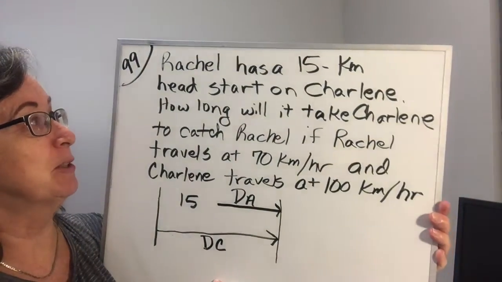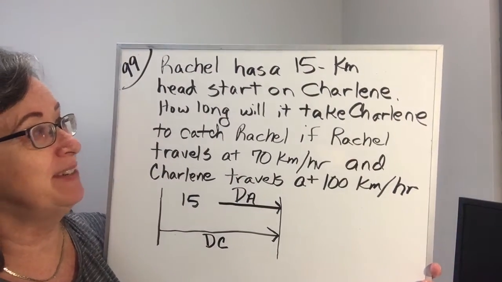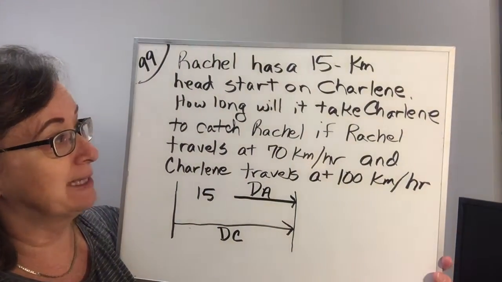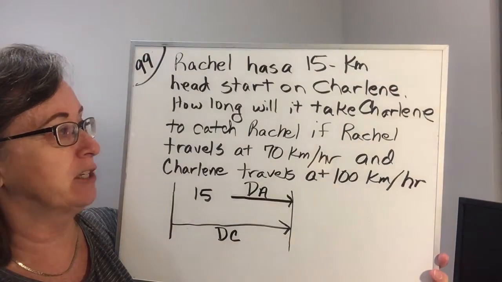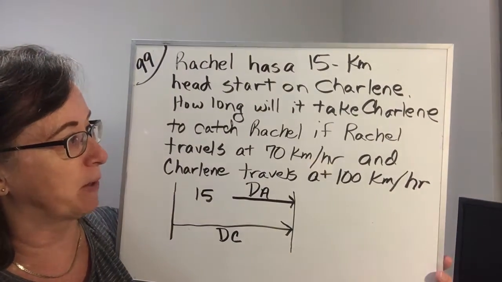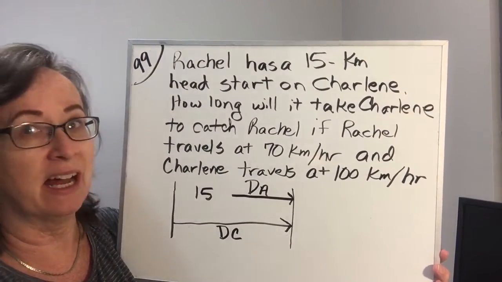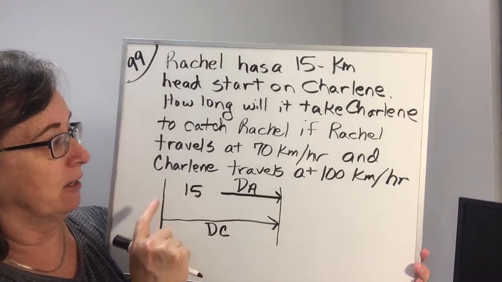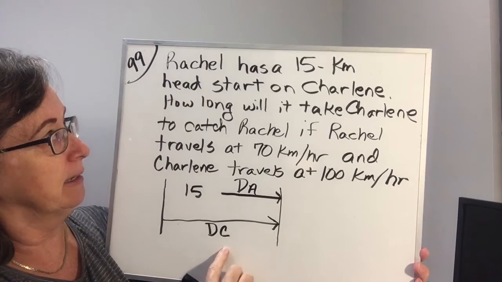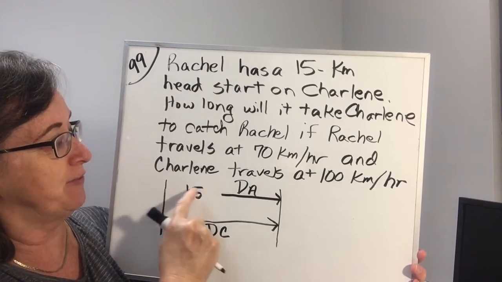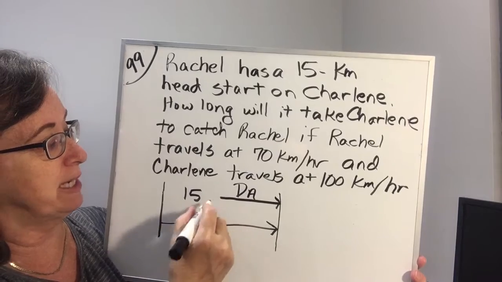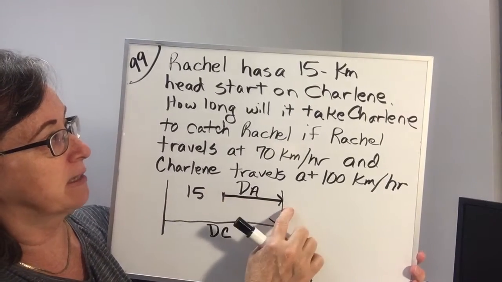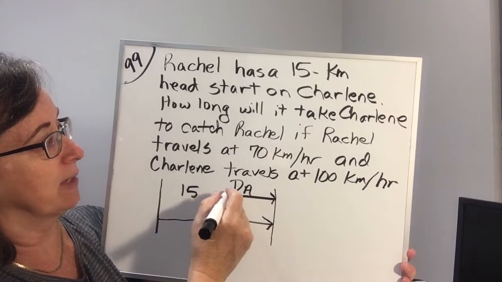So here's example 2. Rachel has a 15-kilometer head start over Charlene. How long will it take Charlene to catch Rachel if Rachel travels at 70 kilometers per hour and Charlene travels at 100 kilometers per hour? Okay, so basically we're going to say here Charlene and Rachel has a 15-kilometer head start. So she's starting here because she's ahead and she's going here. She's traveling.